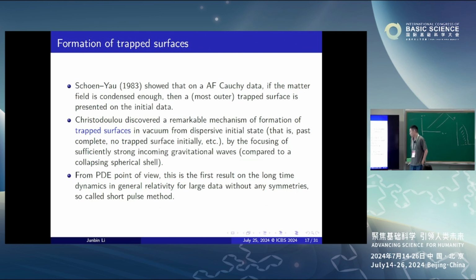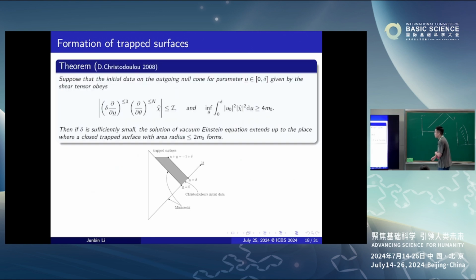Now, from the PDE point of view, this is the first result on the long-time dynamics of the Einstein equation with large data without any symmetries. The method, which he called his new method, is the short pulse method. This is Christodoulou's result. So let me just impose initial data on this cone.